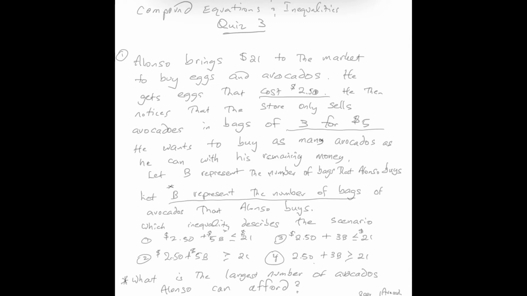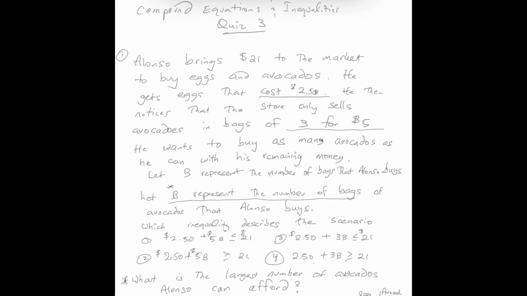Welcome. And quiz 3, compound equations and inequalities, is what we're going to do now. And we're going to talk about Alonzo. Alonzo brings $21 to the market to buy eggs and avocados, and he gets the eggs that cost $2.50. He then notices that the store only sells avocados in bags of three for $5. He wants to buy as many avocados as he can, right, with his remaining money.